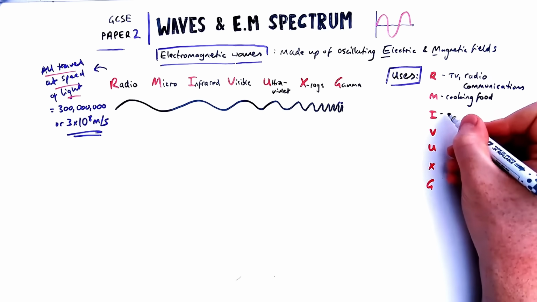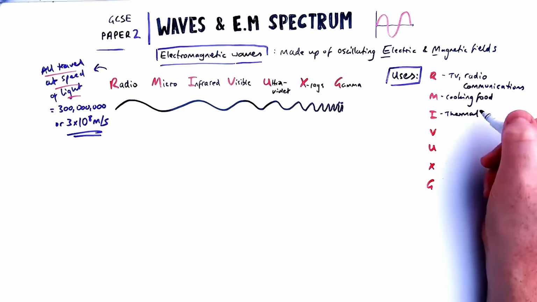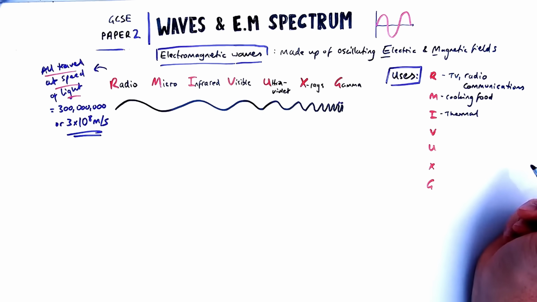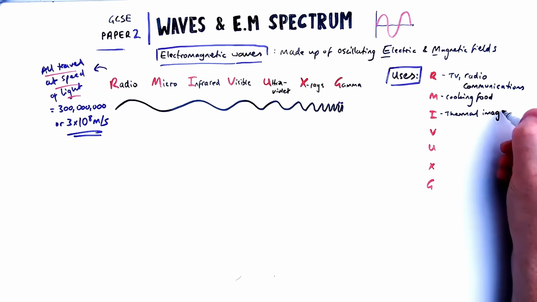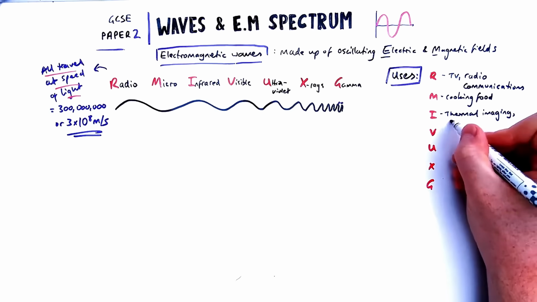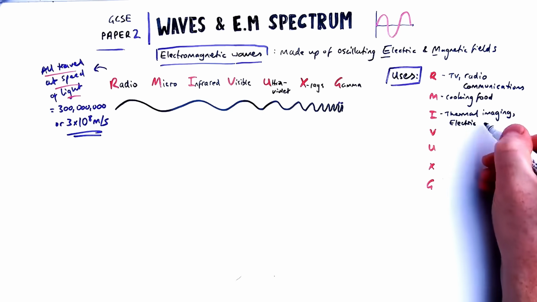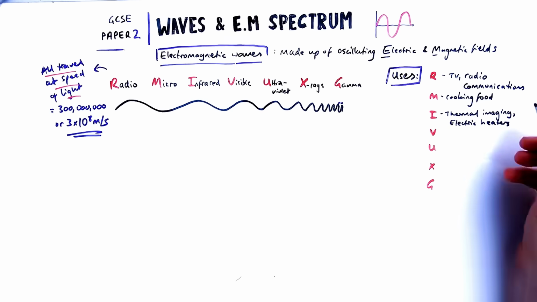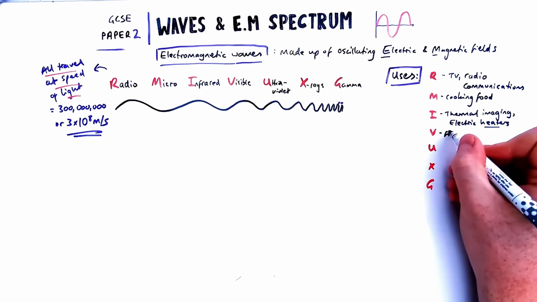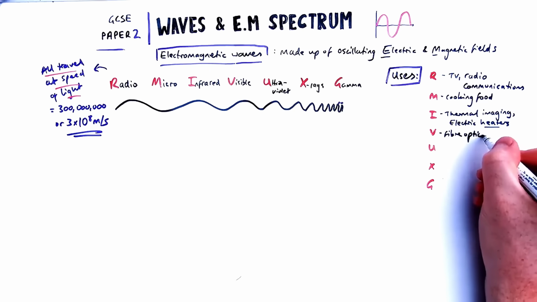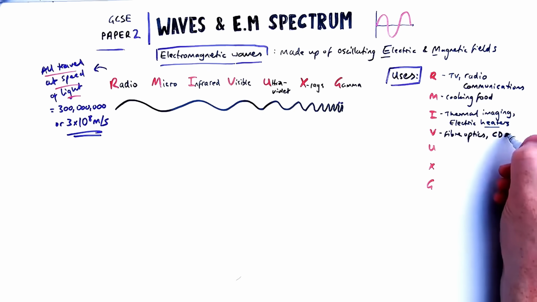Now, all these different parts of the spectrum have different uses, which I'm going to list here. So radio waves are used for TV and radio. Microwaves are used for cooking food, obviously in a microwave oven. Both of them you can say they're used for communications. Infrared is used for thermal imaging, and electric heaters, or heating anything up like food using a barbecue or anything like that. Infrared radiation is basically just heat.